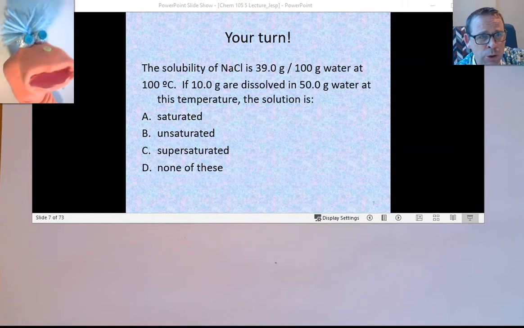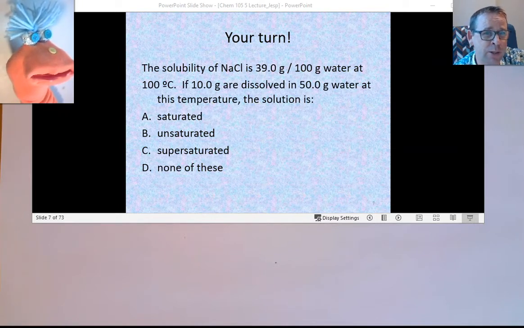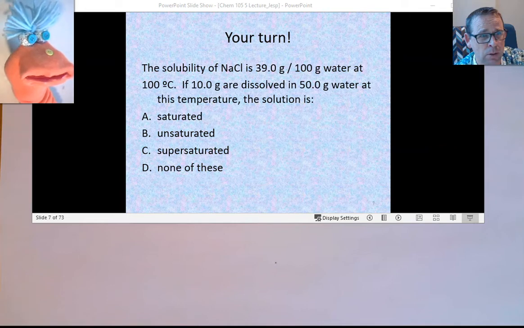So it says that 39 grams can dissolve in 100 grams of water, right? That's right. And now we have a different solution that we're making where we put 10 grams into 50 grams of water. And we want to know, is our resulting solution going to be saturated, unsaturated, supersaturated? None of these? I'm not sure I know how to solve this.